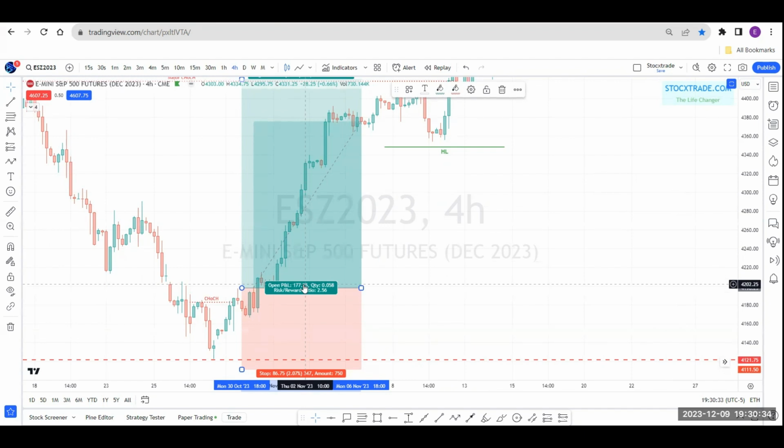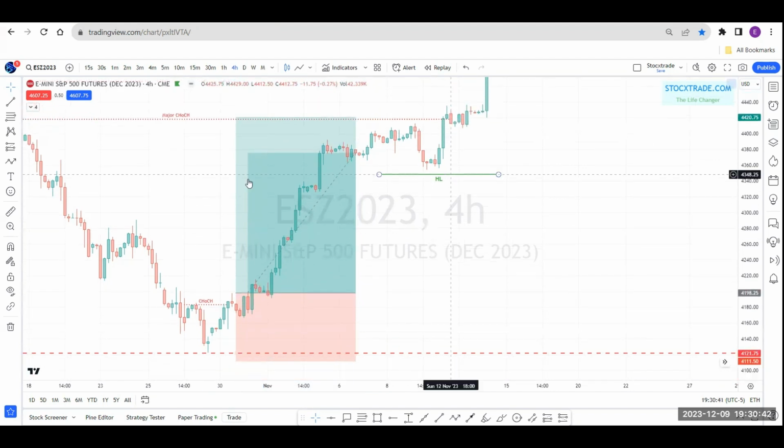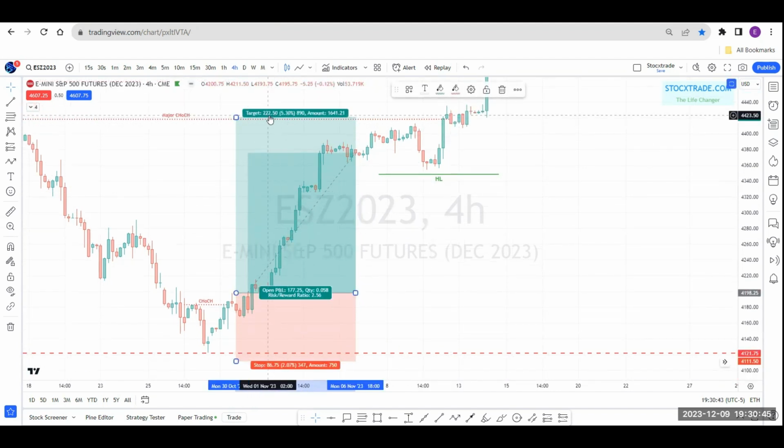What is this PBL? Profit and loss. 177.25. The difference between profit and loss, these points, how many points? You can earn 222 points if your trade goes in this direction, and your loss will be 86 points. 86 where? Okay, here, the loss.